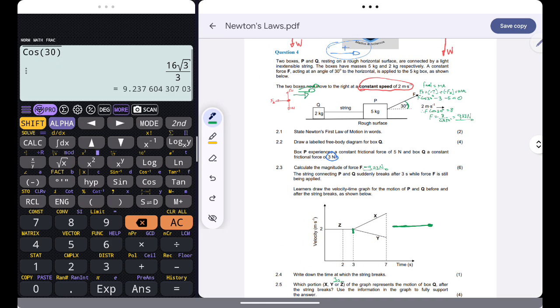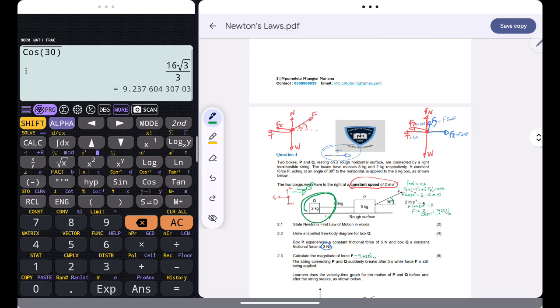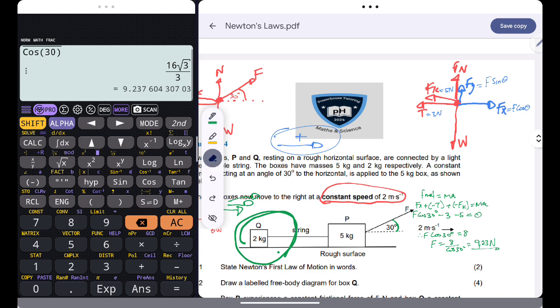However, for box P, its velocity will now start increasing. Why? Because dragging this other box was slowing box P down. Are you together? So now there's no tension. Excuse me, there is no tension now. And we know that this force is definitely bigger than this one. Hence, now body P will start accelerating.